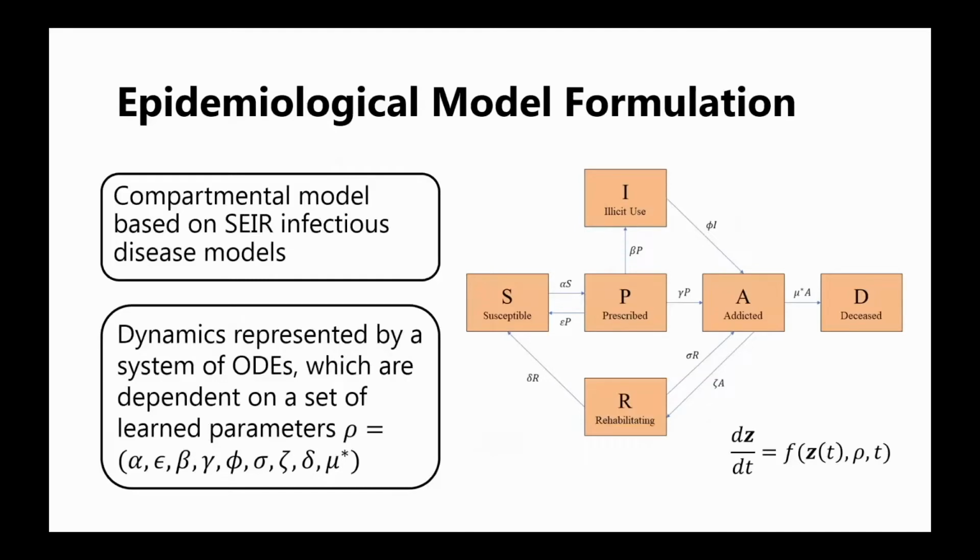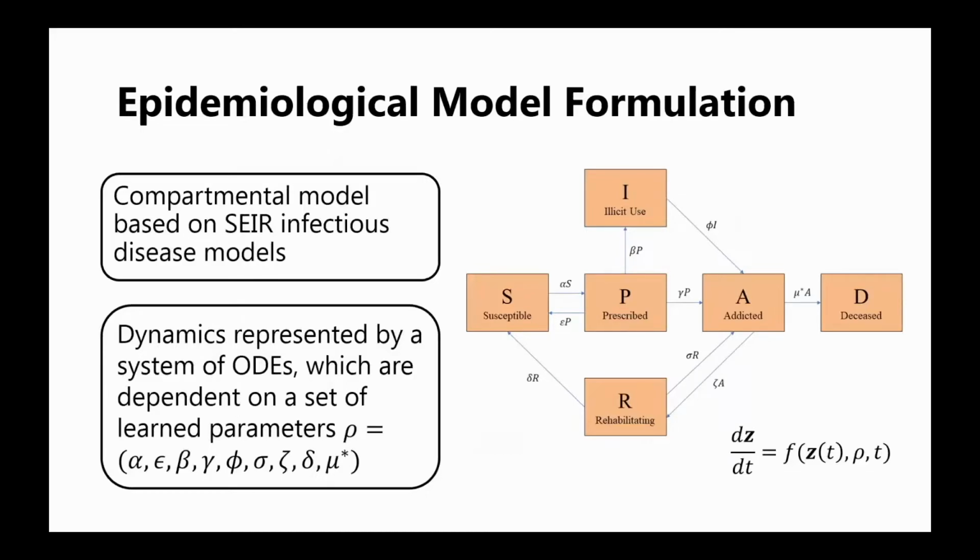We have the susceptible class, the prescribed class, which is people that use or misuse opioids. We have an illicit use class, which is people that use heroin. And then we have an addicted class, rehabilitated class, and deceased class. And these parameters that you can see on the arrows are how the population transitions between these classes. The dynamics can be represented by a system of ordinary differential equations, which are dependent on a set of learned parameters like the ones that we described. And this is just the general form of an ordinary differential equation.